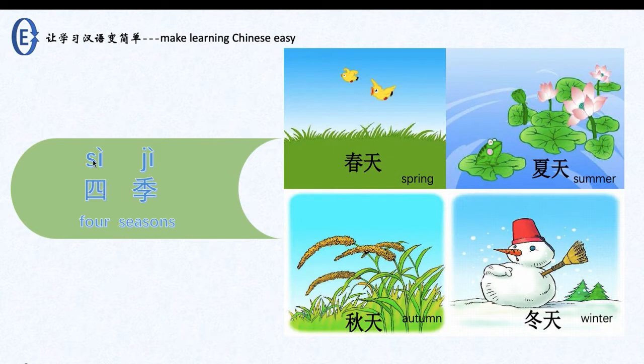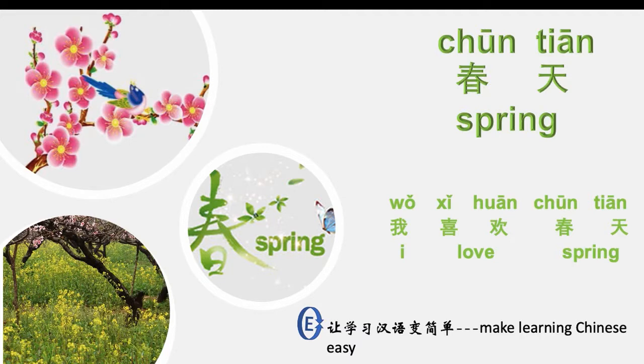Four seasons. 四季. 四 means four. 季 means seasons. So together, 四季. Read after me. 四季. Now, how to say spring, summer, autumn, and winter: 春天, 夏天, 秋天, and 冬天. You may think, wow, it's still very hard, but okay, now we can learn one by one.